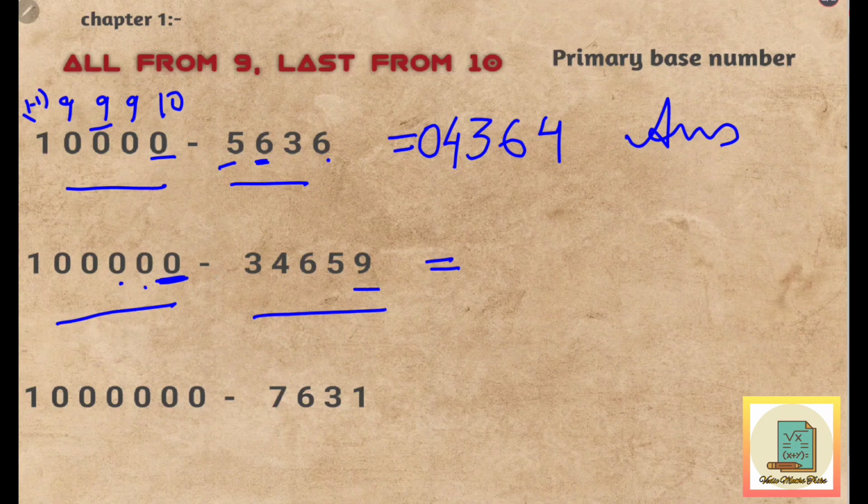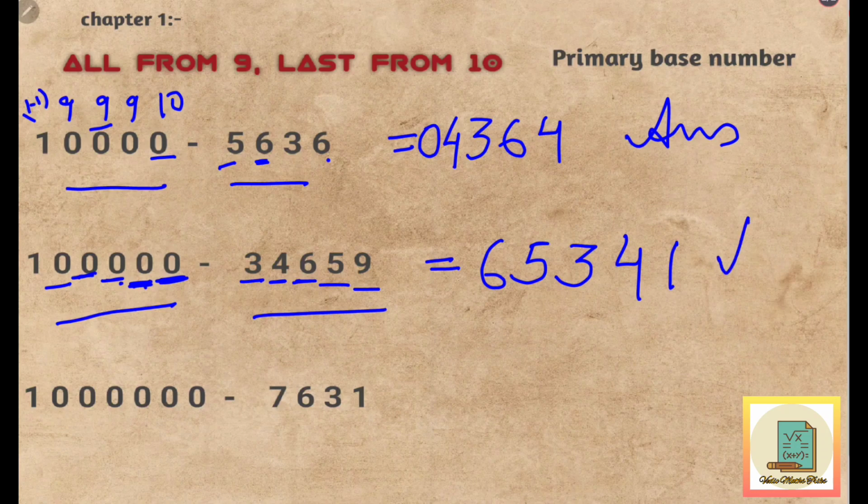So 10 minus 9 gives you 1. Now this 0 we'll consider as 9. So we're assuming 9 over here. So 9 minus 5 gives you 4. 9 minus 6 gives you 3, 9 minus 4 gives you 5 and 9 minus this 3 gives you 6. So 65341 is the answer.